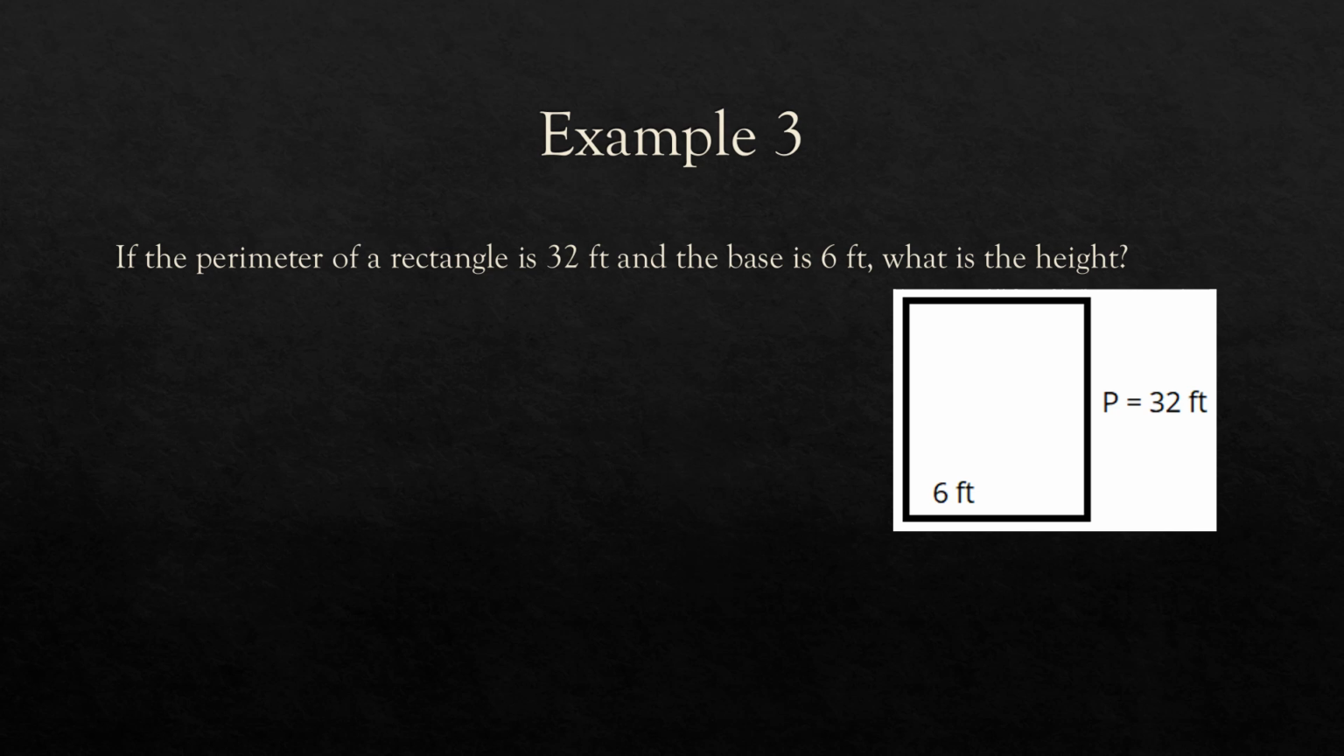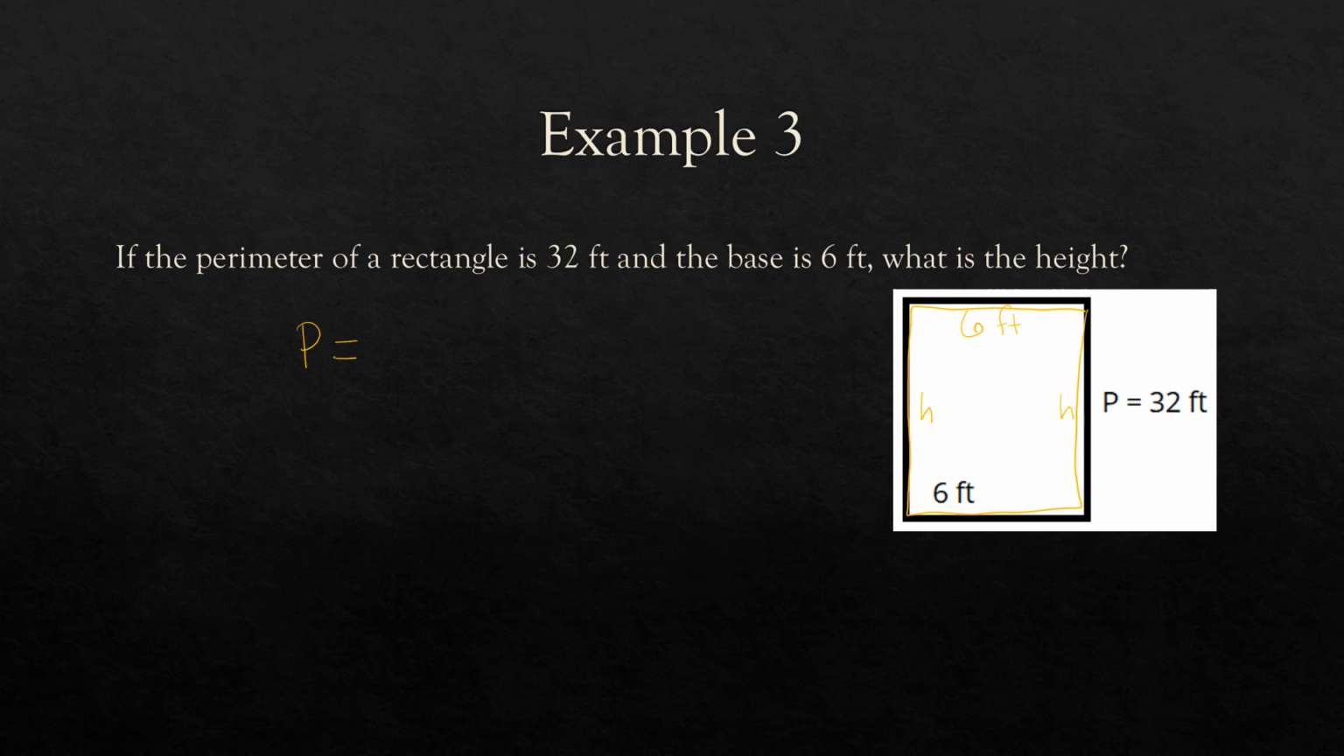Last example. If the perimeter of a rectangle is 32 feet and the base is 6 feet, what is the height? So this wasn't from our lesson today, but we've done perimeter before. The perimeter is the distance around all of the sides. If we know that the rectangle is a 6-foot base down here, then we also know that it's 6 feet up here. We do not know the height, and the height is the same on both sides.